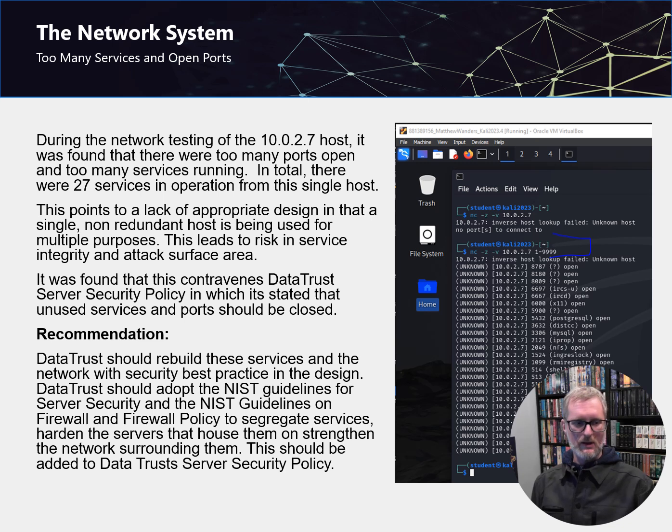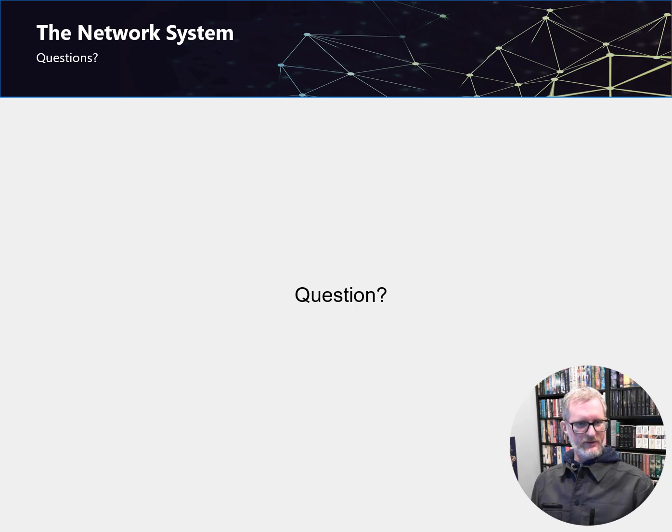It's going to be good for data trust to adopt NIST's guidelines for firewall policy and firewall setup. This will specifically allow data trust to do a better job of zoning and putting firewalls around the server. We're also recommending that data trust adopt the NIST security hardening guidelines. Happy to take any questions you have about the network security or what we've just spoken about.